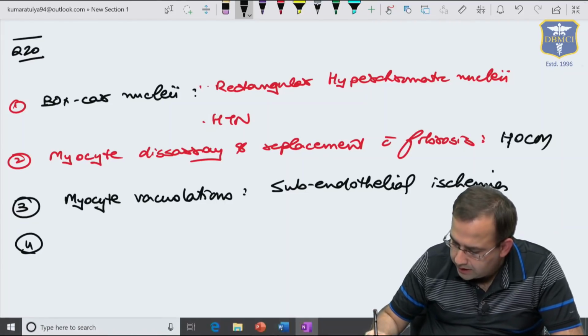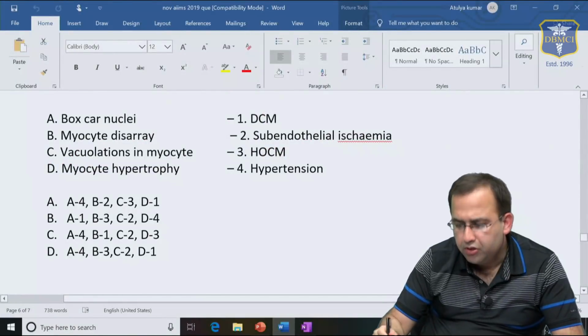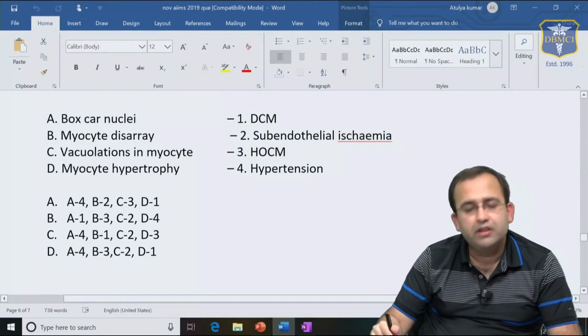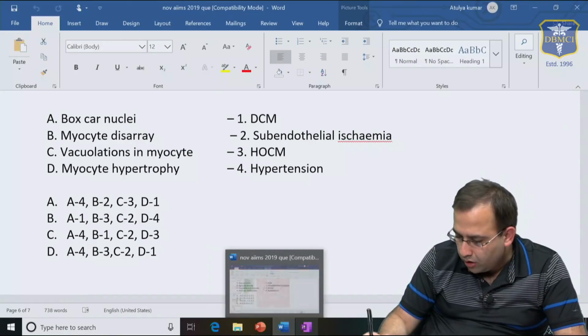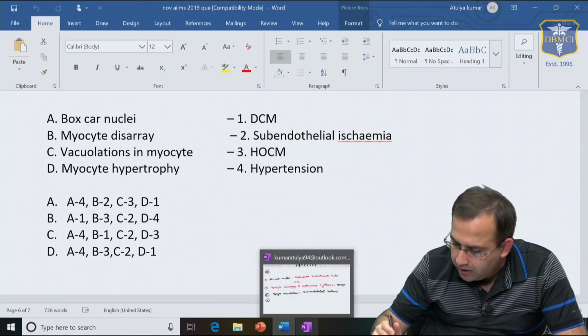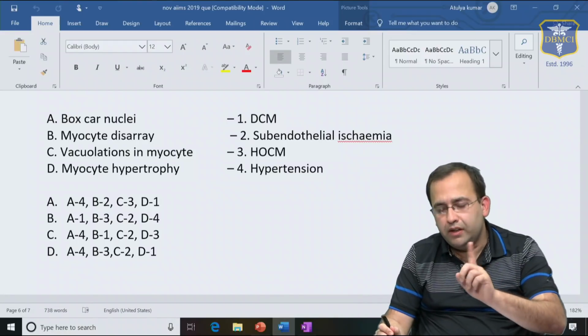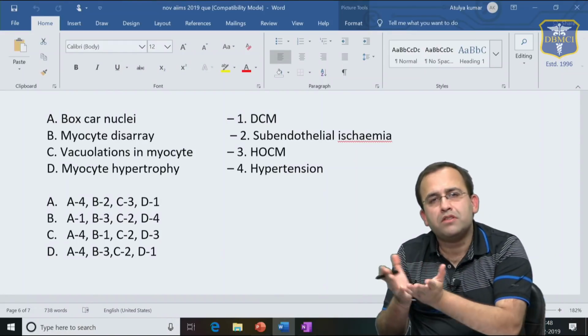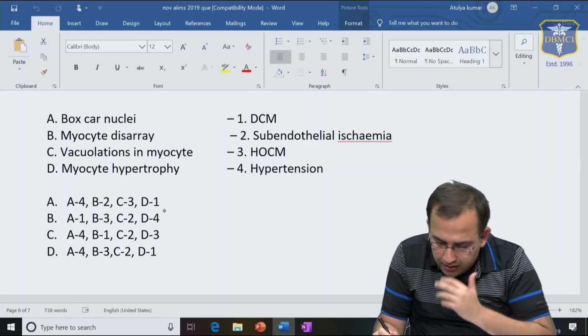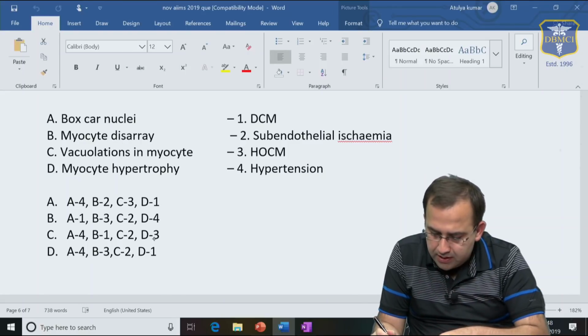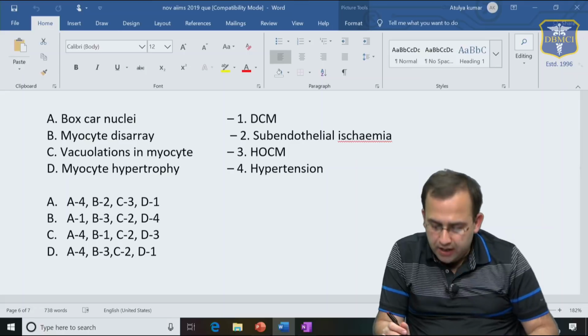And lastly, myocyte hypertrophy is seen in dilated cardiomyopathy. This you already knew. So if you have a look at the options, D1, myocyte hypertrophy is seen in dilated cardiomyopathy, and D1 is only there in two options, that is A and D.